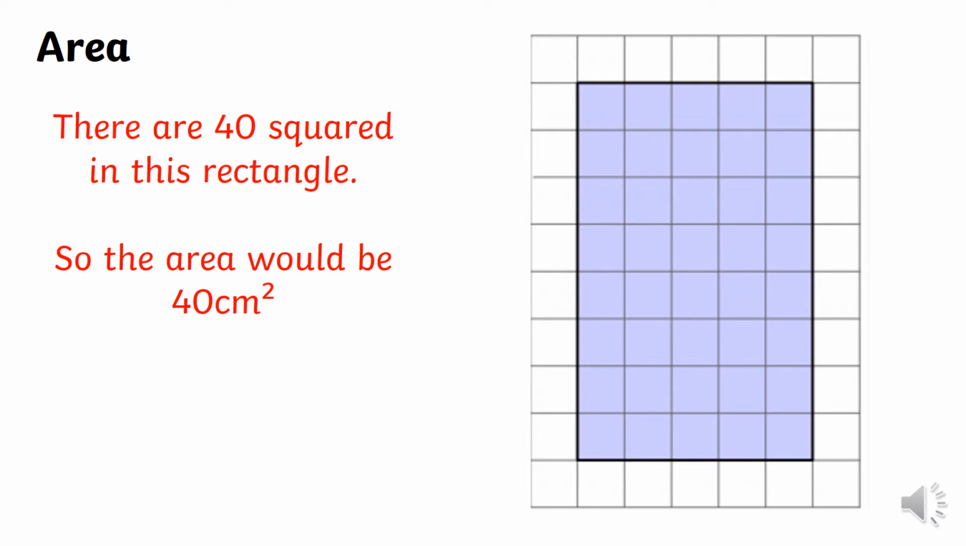Okay, so hopefully you've added all the squares up there, which would have equated to 40. So there are 40 squares in that rectangle, so the area is 40 centimetre squared because there are 40 squares.